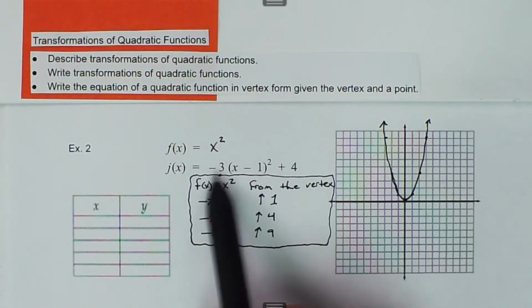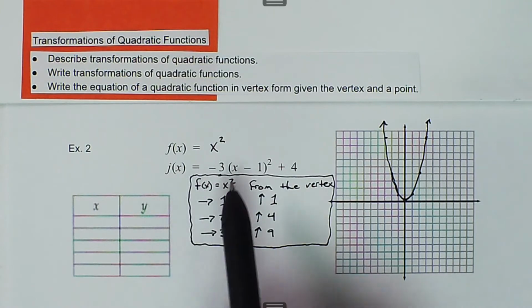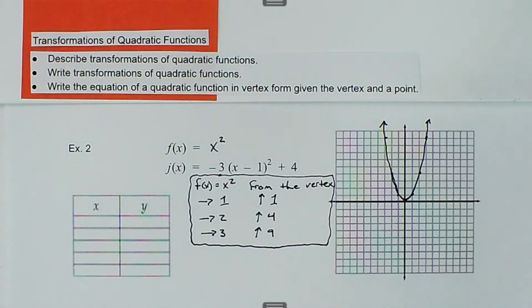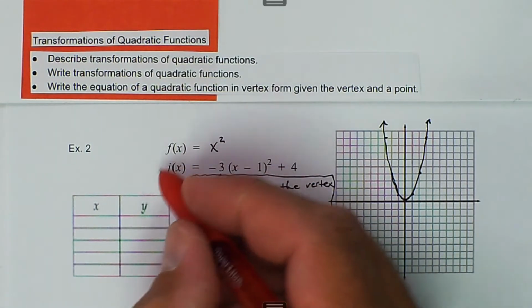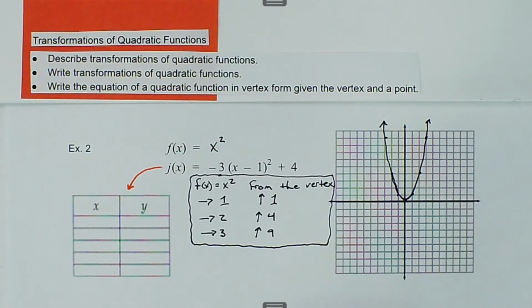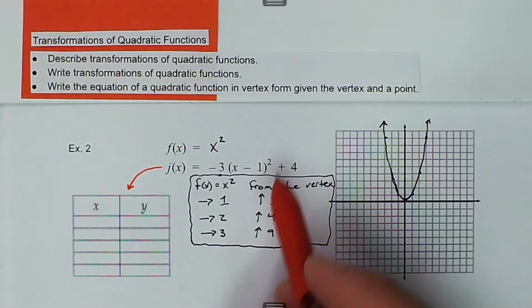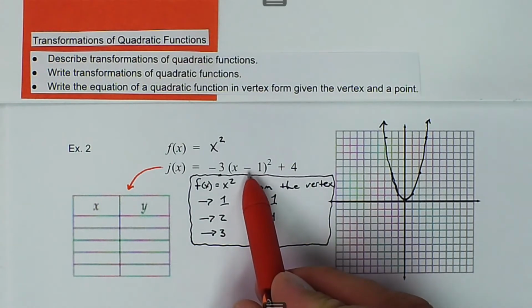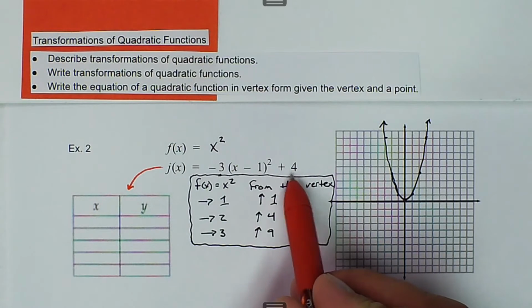Well, now we have this new function, j of x, and j of x we will fill out in this area over here. But we want to pick out the points that are going to be easy to calculate and easy to graph. And so the first thing is we want to start with the vertex. And the vertex in this case is going to be located at (1, 4).